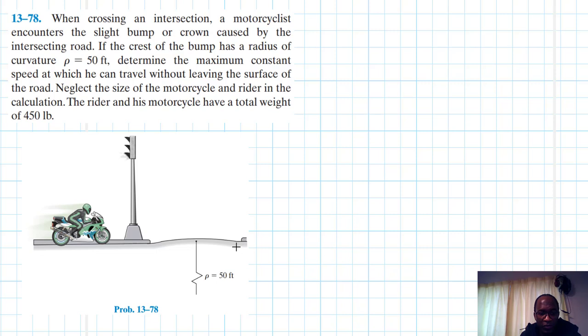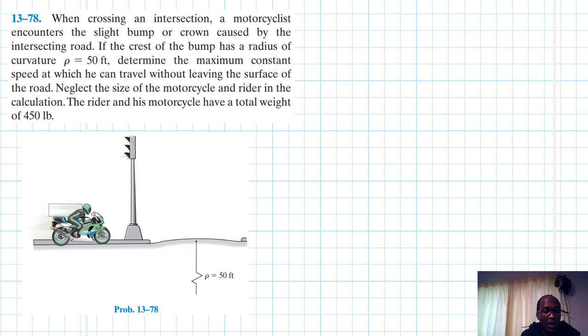This problem is coming from Engineering Mechanics: Dynamics, 14th edition, by R.C. Hibbeler. Alright, so we have a motorcycle going over this hump with a radius of curvature of 50 feet, and we've been asked to calculate the constant speed at which he can travel over this hump without leaving contact with the surface of this hump.